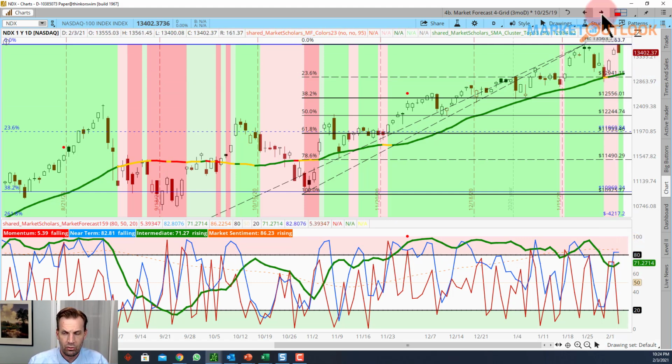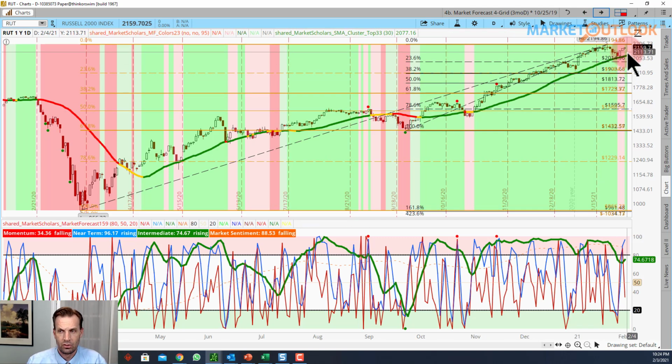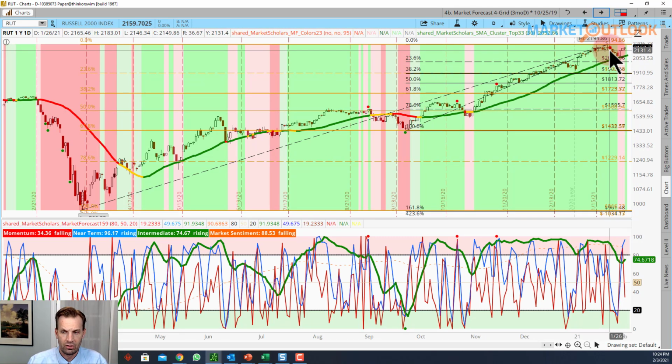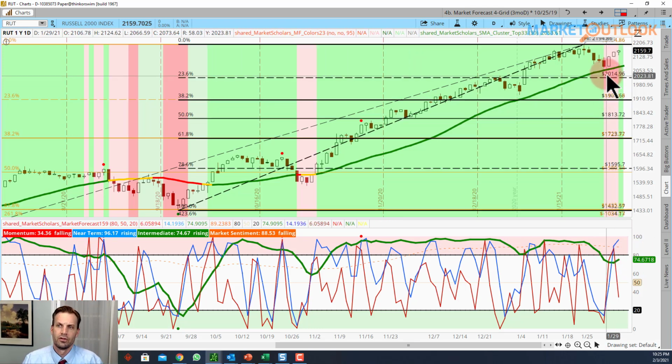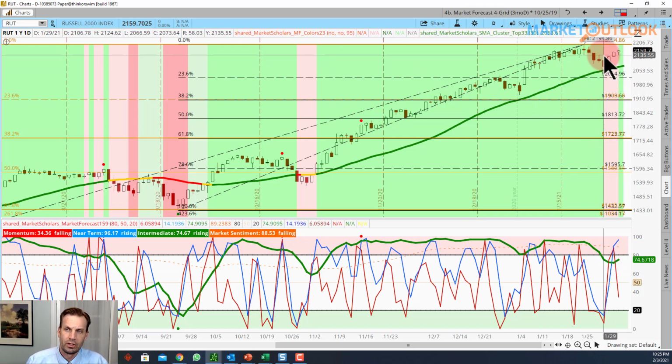We got back to dark green shading there, and then you can see the Russell is really slowing down. It's still definitely getting a lower high point, but its near-term line is pretty strong. In fact, you did have a cluster yesterday of three lines. It just wasn't the intermediate line. It was the market sentiment line with the momentum and the near-term line. So the question now is, are we going to be able to kind of get going?